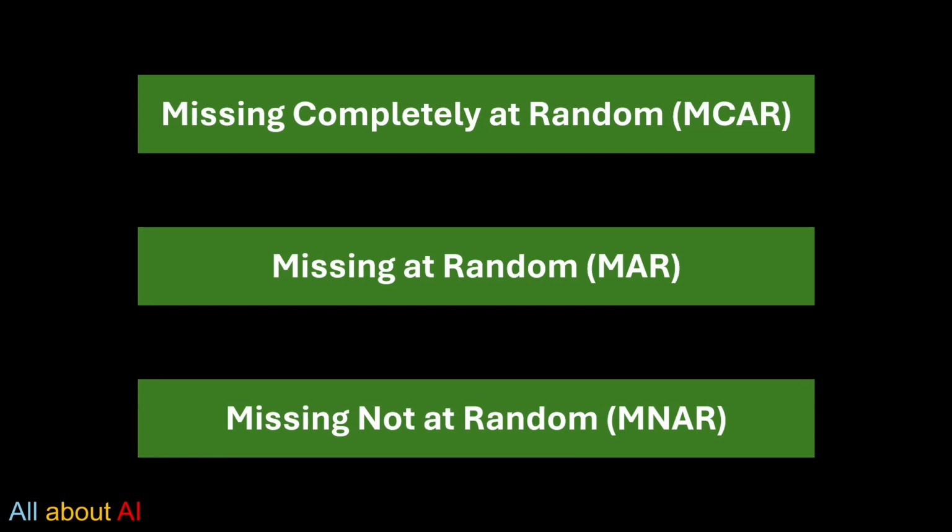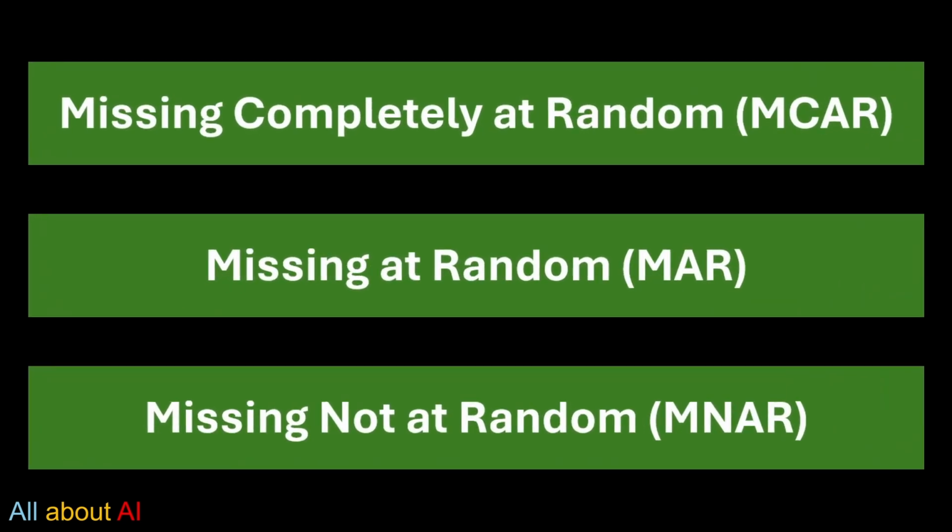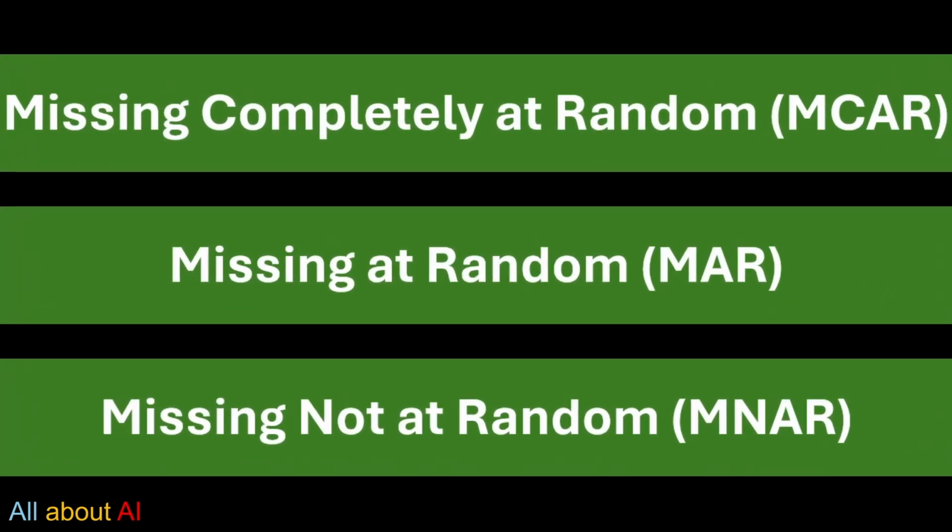So these MCAR, MAR, MNAR are acronyms used in statistics to describe different missing data mechanisms. They are used to classify the reasons why a data point might be missing in a dataset. If data is MCAR, it can be handled relatively simply using techniques like list-wise deletion or imputation. But if data is MAR or MNAR, more sophisticated methods are needed to avoid biased results.